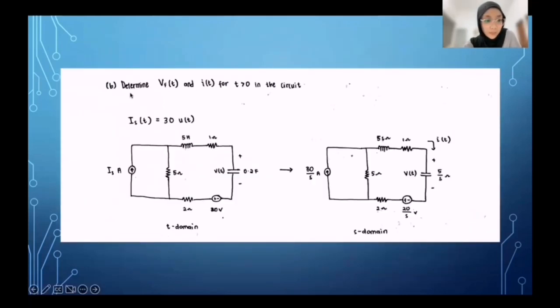For question B, given that iS(t) is equal to 30u(t), we need to find vF(t) and i(t) for t greater than 0 in the circuit. Same as question A, first we need to convert the circuit into the S domain, and then we get the circuit in the S domain like this.